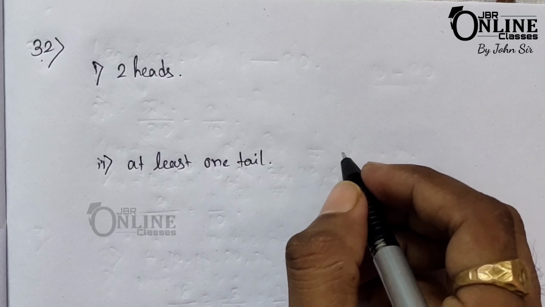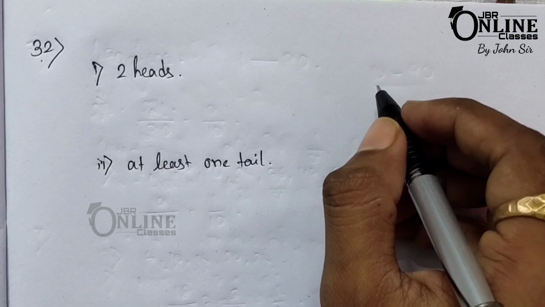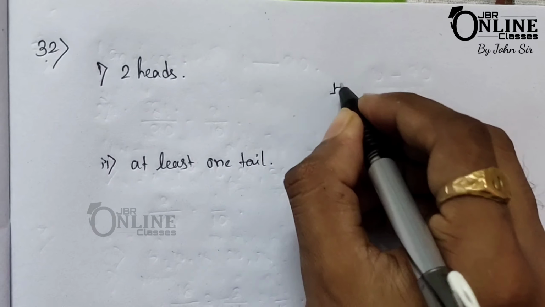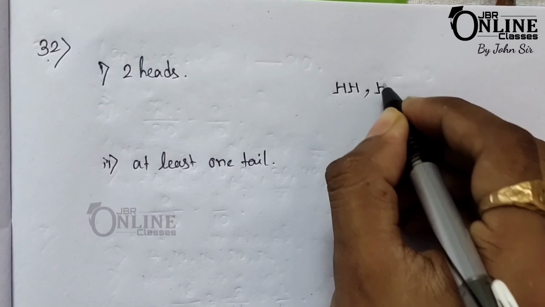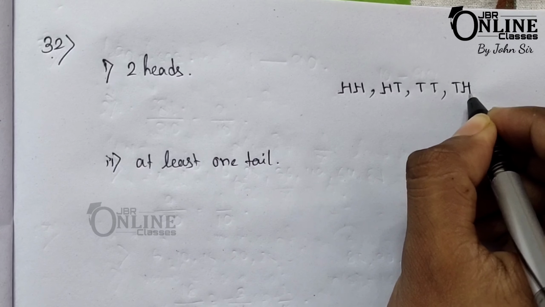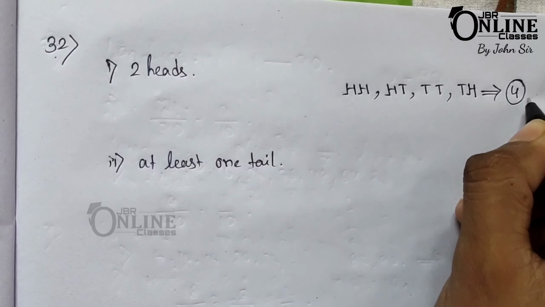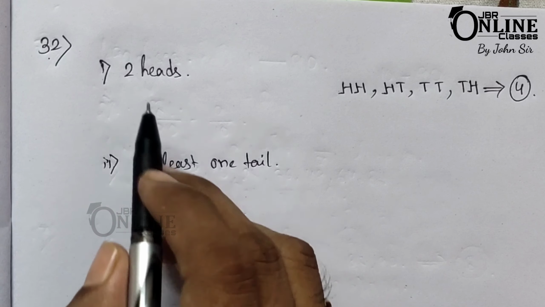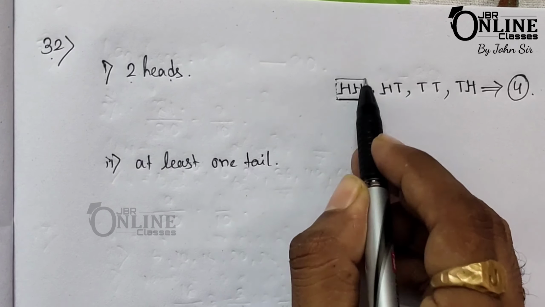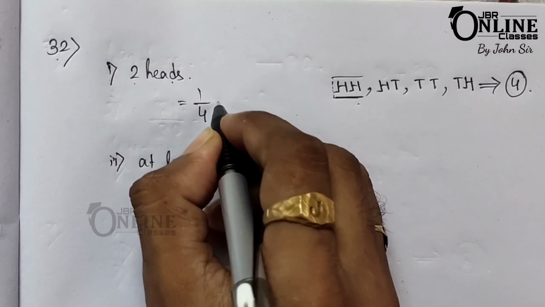So 2 coins are tossed. Okay, that means first you have to find out the possible outcomes. So if 2 coins are tossed, the possible outcomes are head head, head tail, tail tail and tail head. Okay, that means total possible outcomes are 4. Now next thing you have to find out 2 heads. So here 2 heads comes only 1 time. So the probability of 2 heads equals 1 by 4.